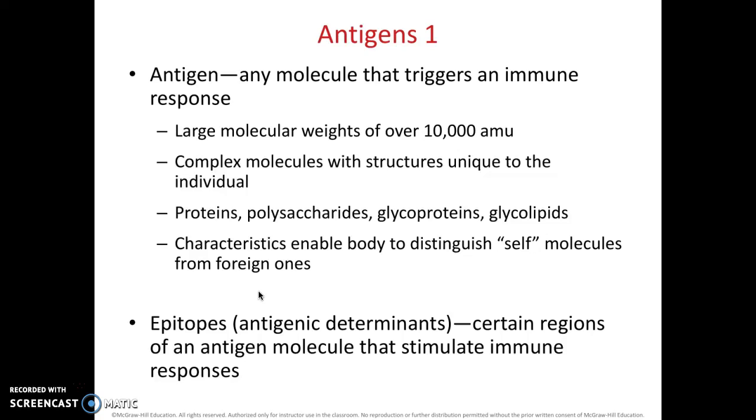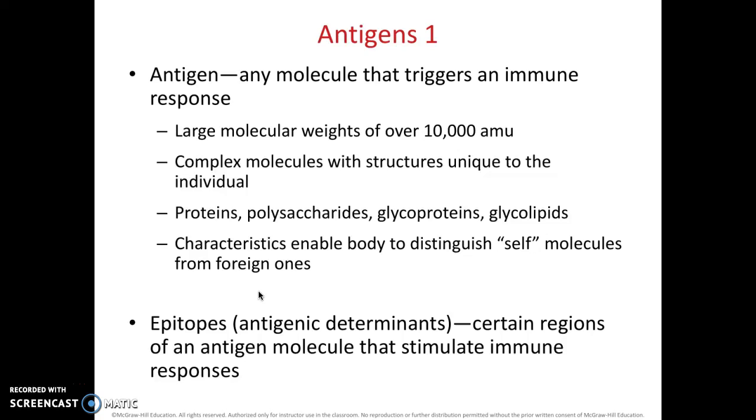An antigen is any molecule that triggers an immune response. These have pretty large molecular weights and are pretty big, complex molecules that have structures that are unique to the individual. That means the body is able to see who that invader is. So E. coli would have a different antigen from something else like a virus or even a different type of bacteria.